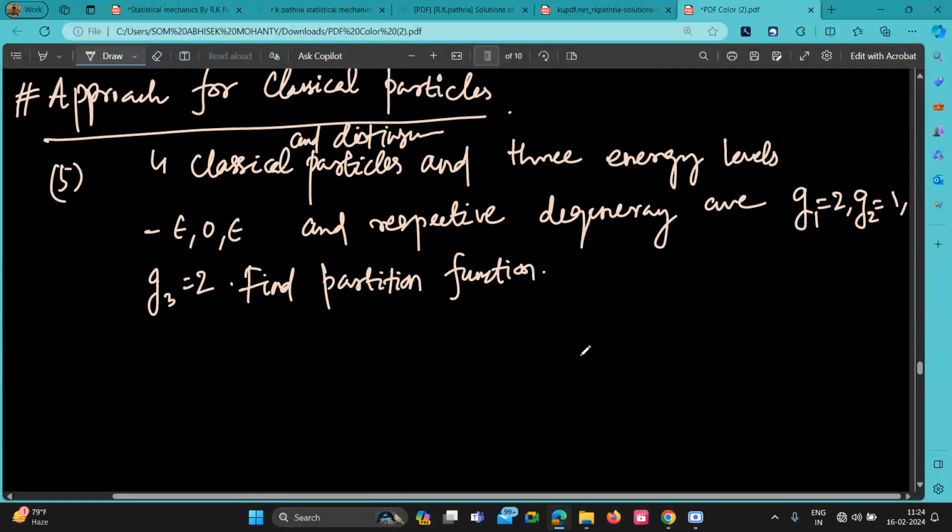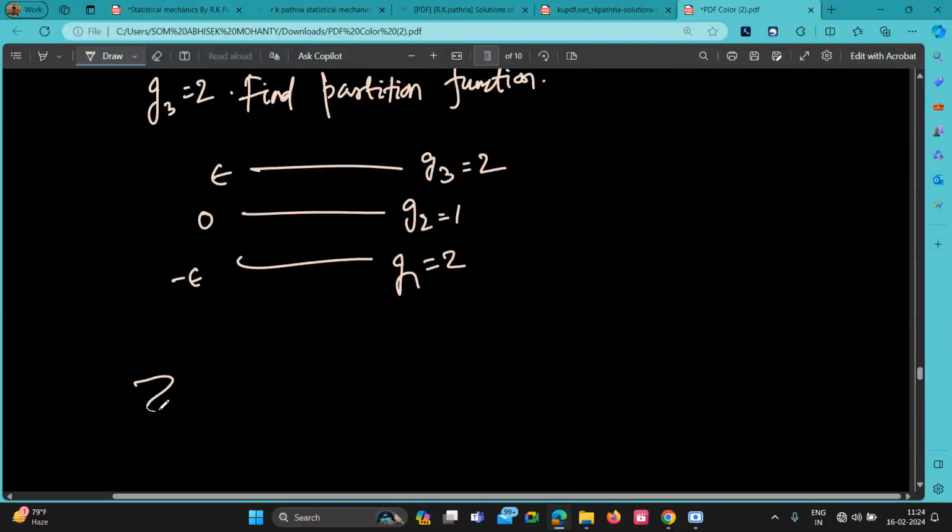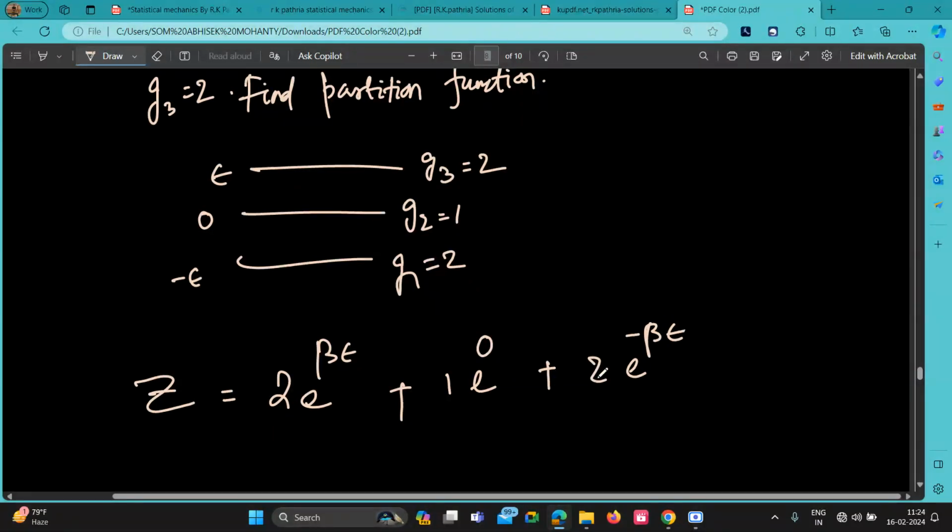Okay, how to solve this? Three energy levels. It's a very straightforward question, there's nothing else here. Two, one, two. So the partition function we will write directly here. It's 2 e to the power beta epsilon plus e to the power 0 plus 2 e to the power minus beta epsilon. So that is 2 e to the power beta epsilon plus 1 plus 2 e to the power minus beta epsilon.